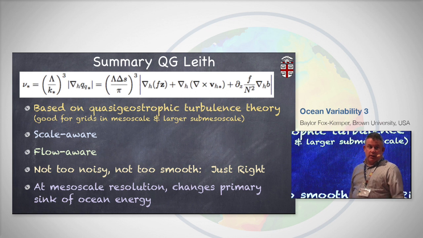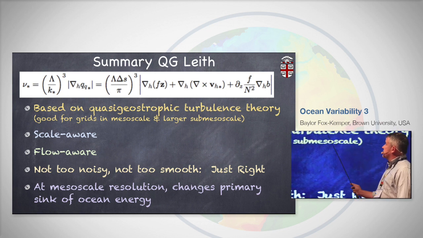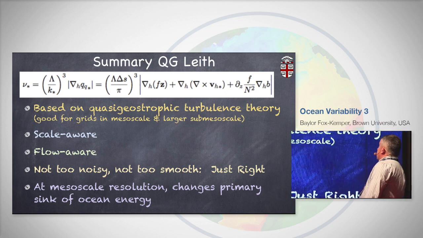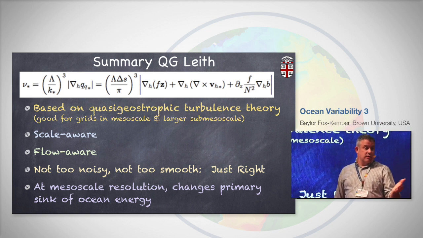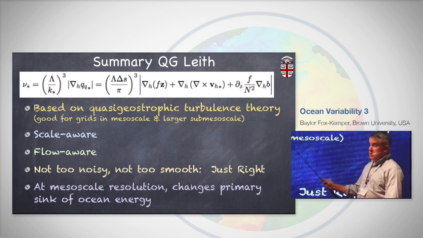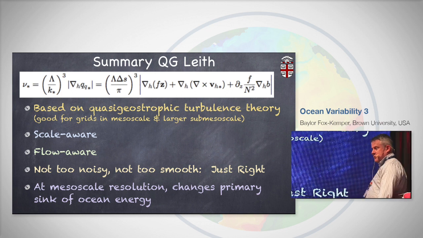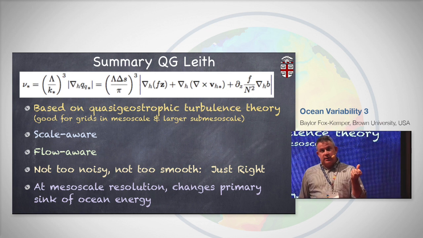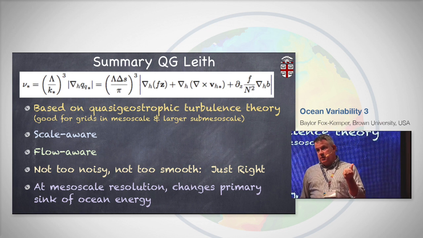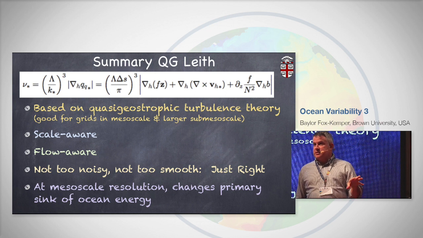So if you change the grid scale or you have a nested grid, it knows how to adjust. It's flow aware. It's paying attention to things like the vorticity and buoyancy in the flow. So if the flow changes conditions, at some latitudes is different than others, or in a boundary current, not in a boundary current, it knows. And it's not too noisy. It's not too smooth. It's just right. And at mesoscale resolution, it changes the primary sinks of energy. So it has a global consequence, not just this sort of like detail stuff that people like me like to think about. So are there any questions about this before I switch over to the submesoscale?